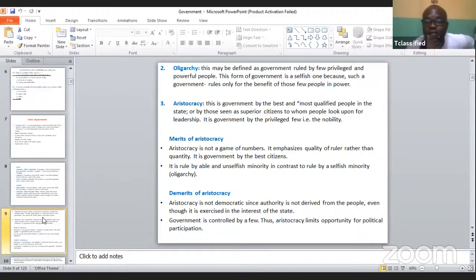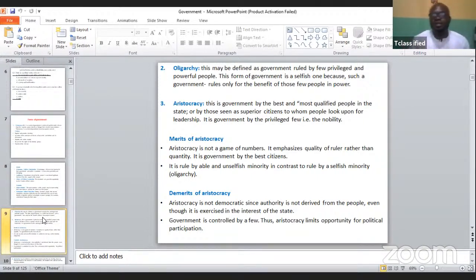So you should know that it is oligarchy. Then there's also another form of government known as aristocracy. And this is the government by the best and most qualified people in the state, or by those seen as superior citizens to whom people look upon for leadership. It is a government by the privileged few as well, or by the nobles.